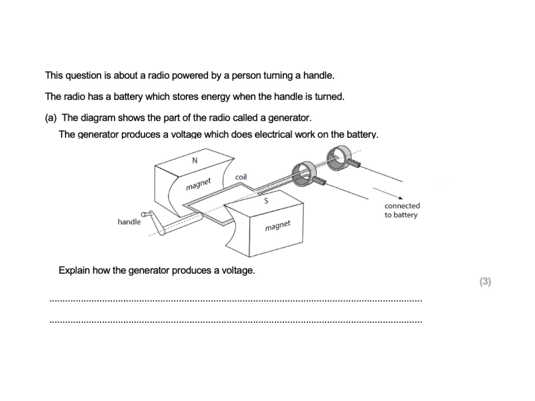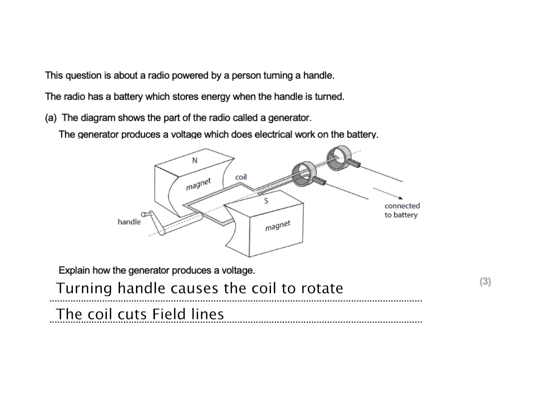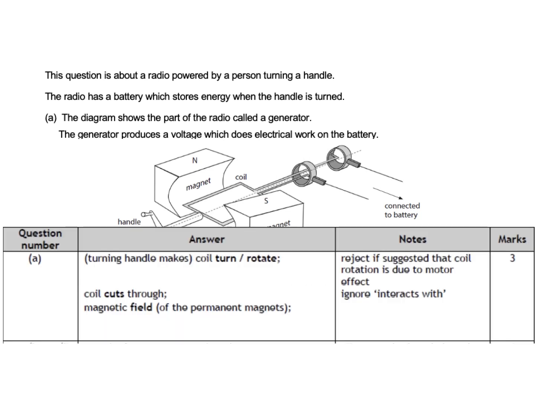Well, we have the same diagram, and it's asking us to explain how the generator produces a voltage. Well, turning the handle causes the coil to rotate, therefore the coil is cutting the magnetic field lines and inducing a voltage. And if we check our mark scheme, this is exactly what we see. We see the coil rotates, the coil cuts through the magnetic field, therefore inducing a voltage. And we notice the word cuts is bolded, magnetic field is bolded, and turns/rotate is bolded as well. So we would have to use those words.